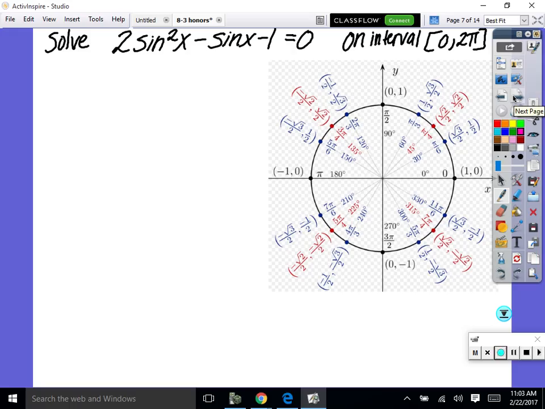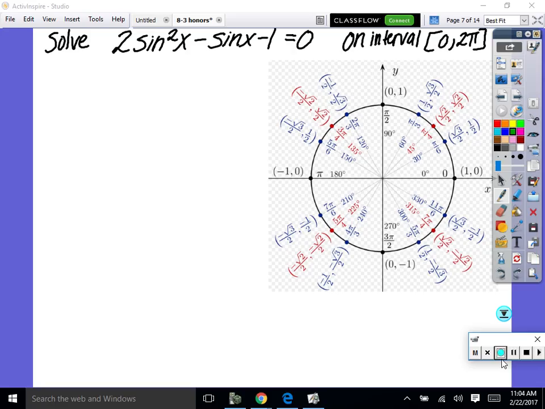All right, next problem. I'll let you write it down. I want you to notice something different. In the instructions here, it says solve 2 sine squared x minus sine of x minus 1 is equal to 0, only on an interval from 0 to 2 pi. So we're going to have just the solutions on that one interval. So we won't have to write plus 2 pi n in here.